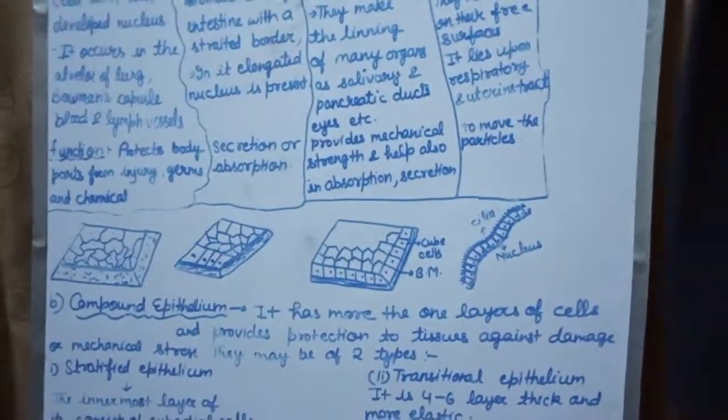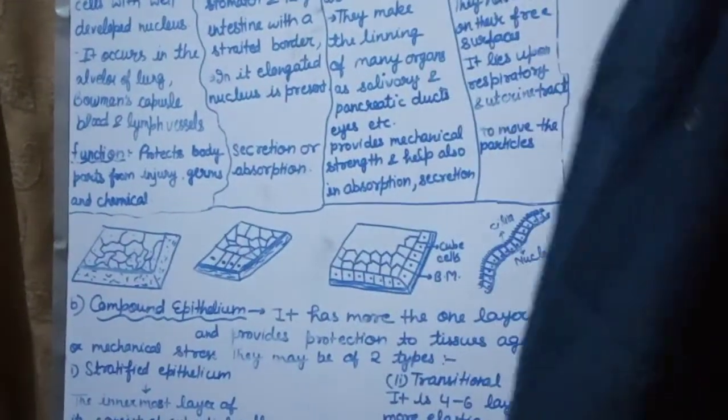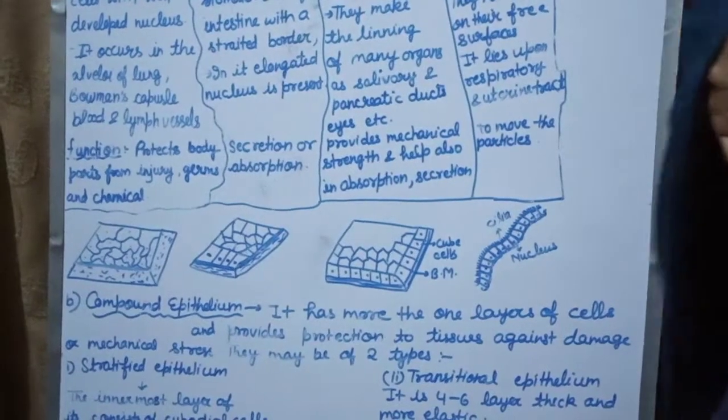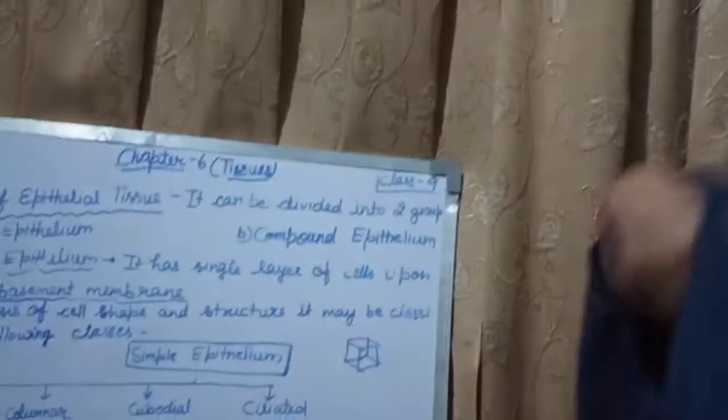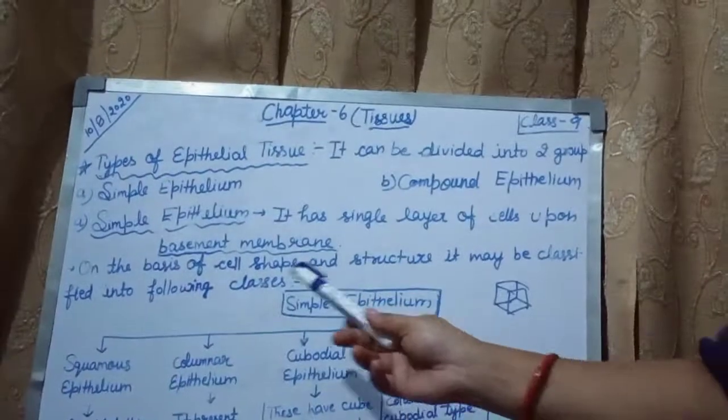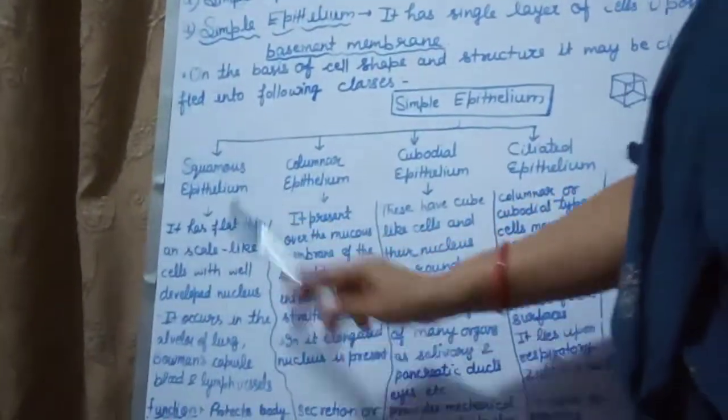It provides protection to tissues from any mechanical stress or damage. On the basis of their structure it may be of two types: first is the stratified epithelium and second is the transitional epithelium. Stratified epithelium is also of four types. In your books it may be included in the simple epithelium. First one is the stratified squamous epithelium.